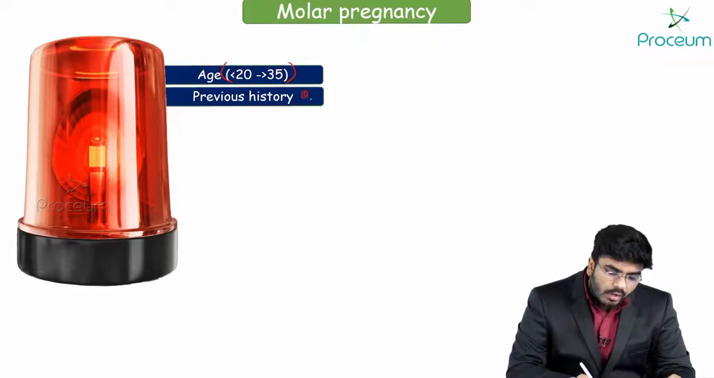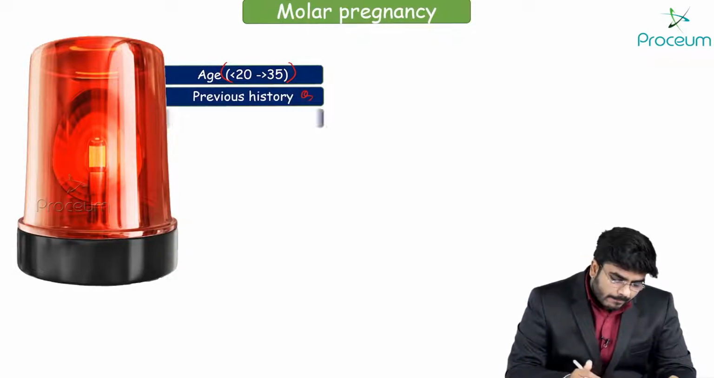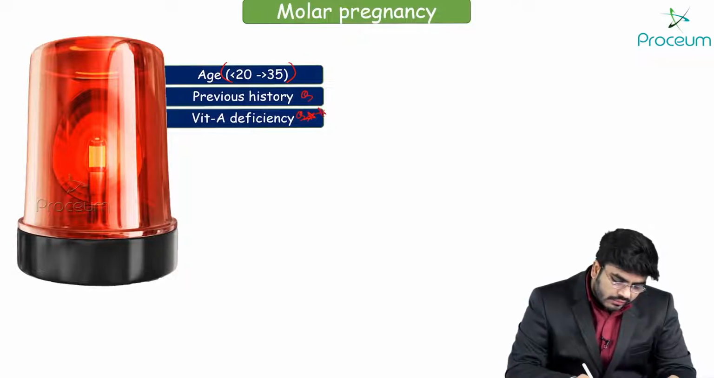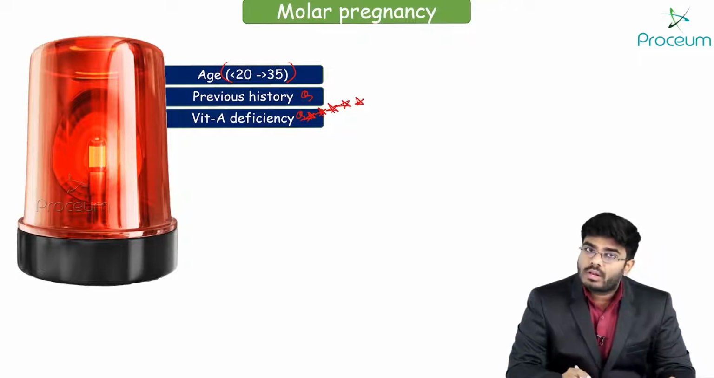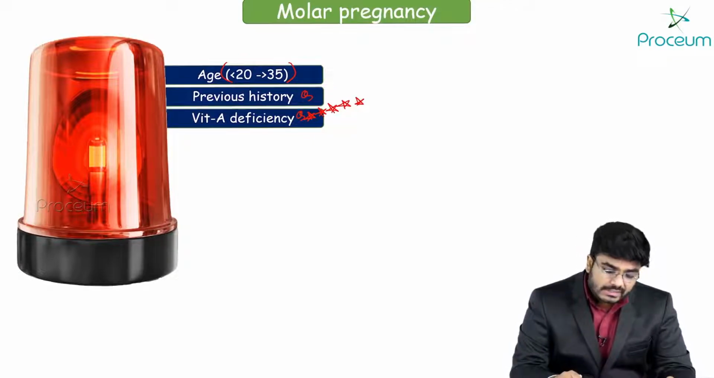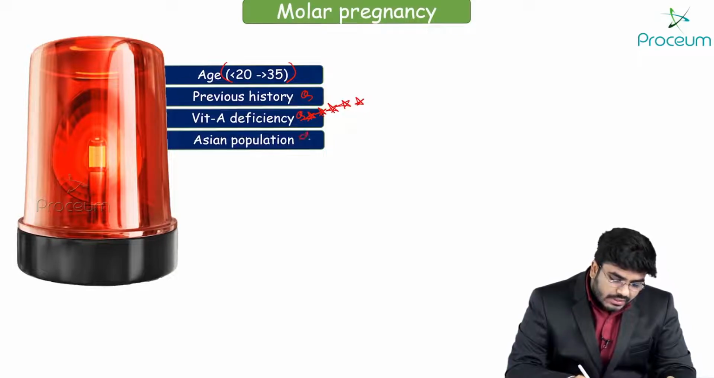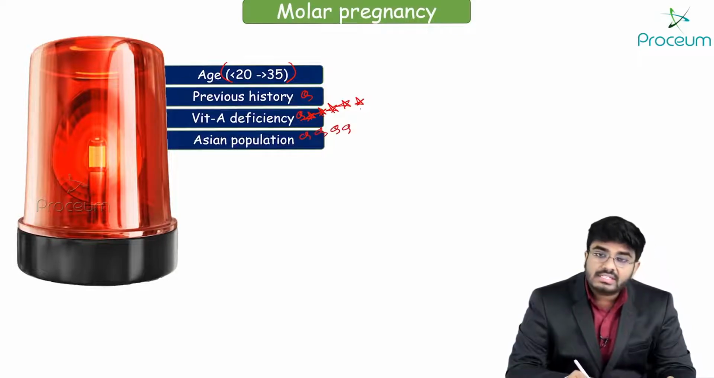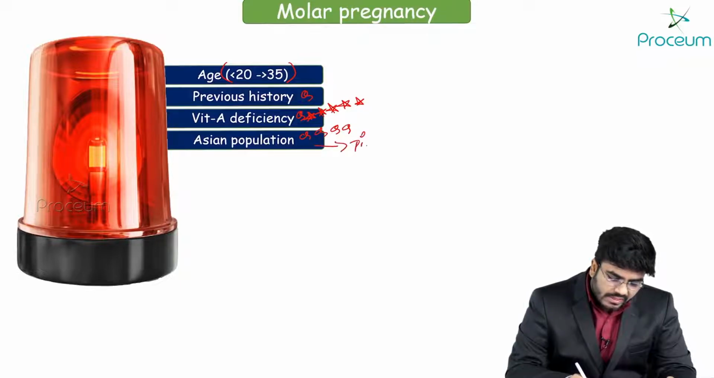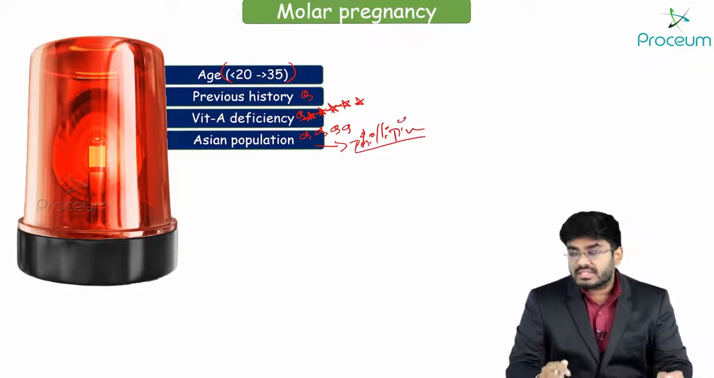Previous history of molar pregnancy is a risk factor. And vitamin A deficiency, this is an MCQ: vitamin A deficiency is a risk factor for which obstetrical condition? Molar pregnancy. And Asian population: molar pregnancy has the highest incidence in the Philippines. Okay, so among the Asian population, which country has the highest incidence? Philippines. Asian population is a risk factor.